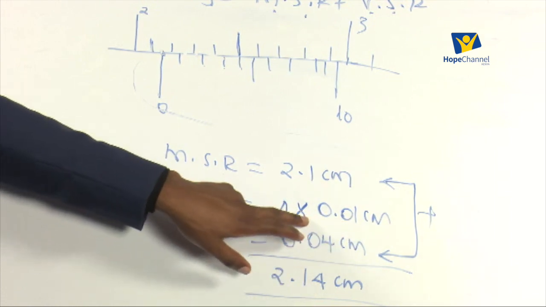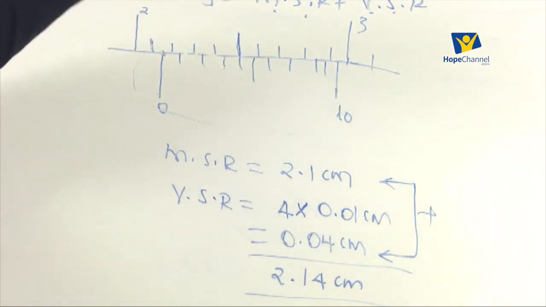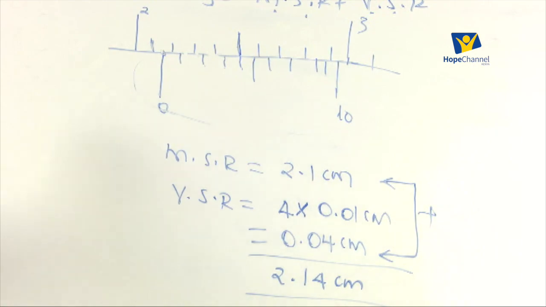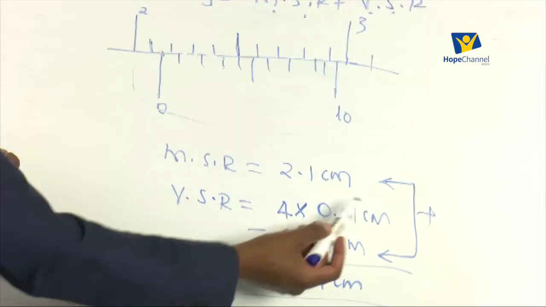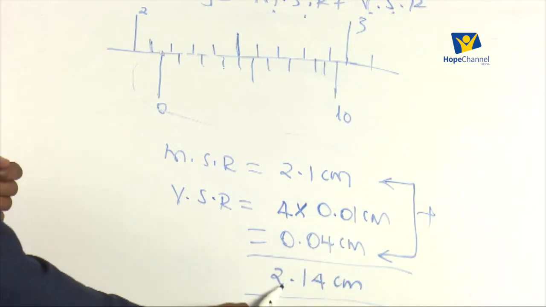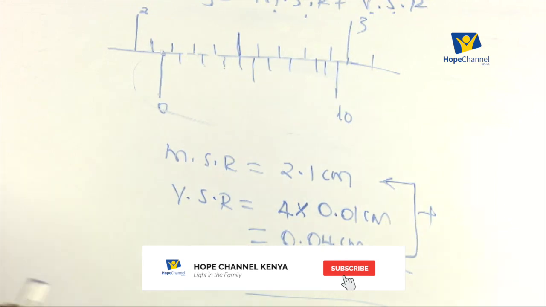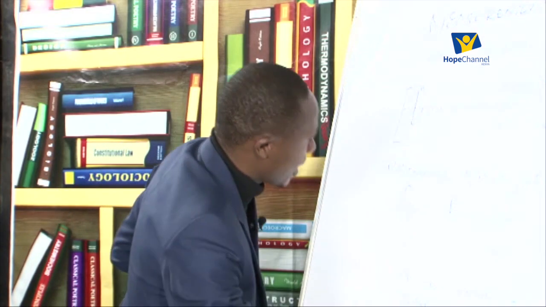The least count is usually 0.01. Even for the micrometer screw gauge we were having earlier, the least count was 0.01. So we have 4 times 0.01, we get 0.04. We take the summation of the two, it gives us 2.14. Very simple thing. Let me have another example here.